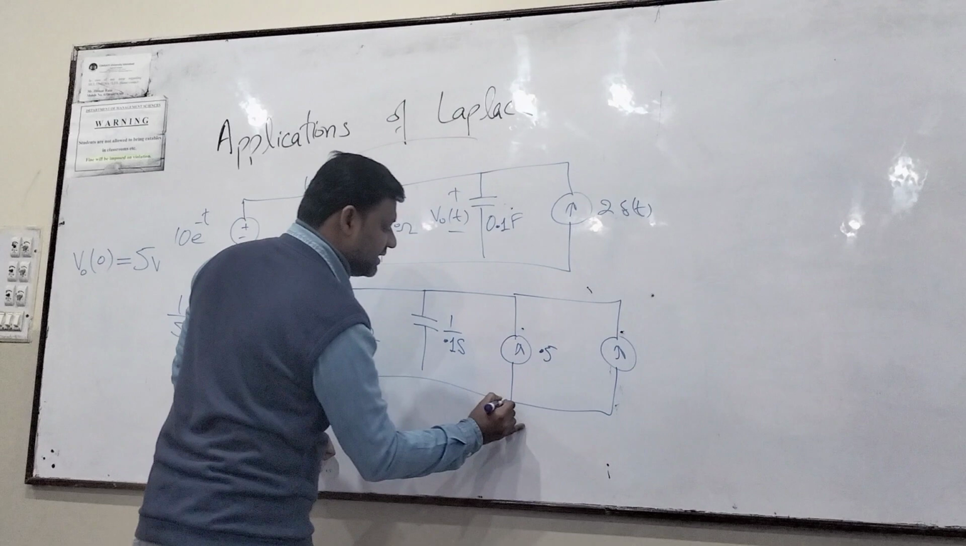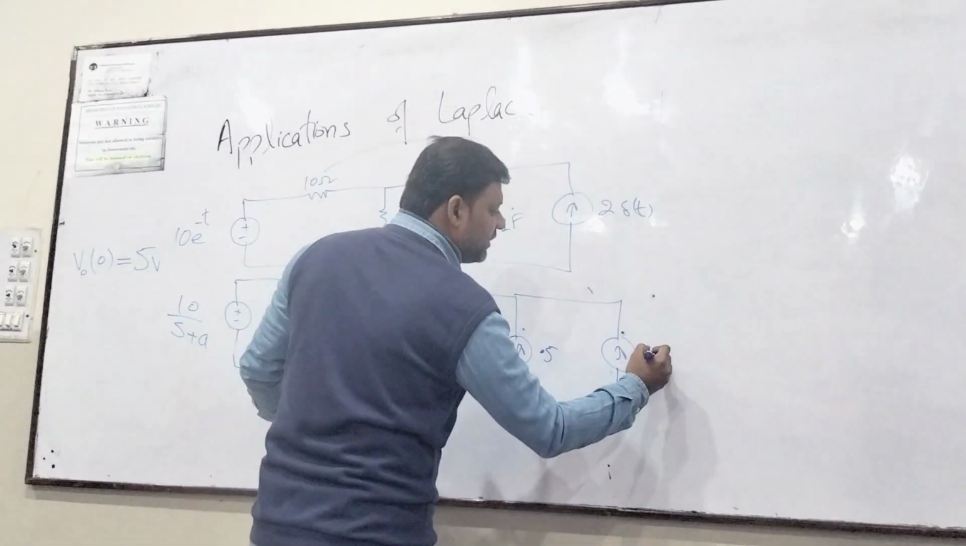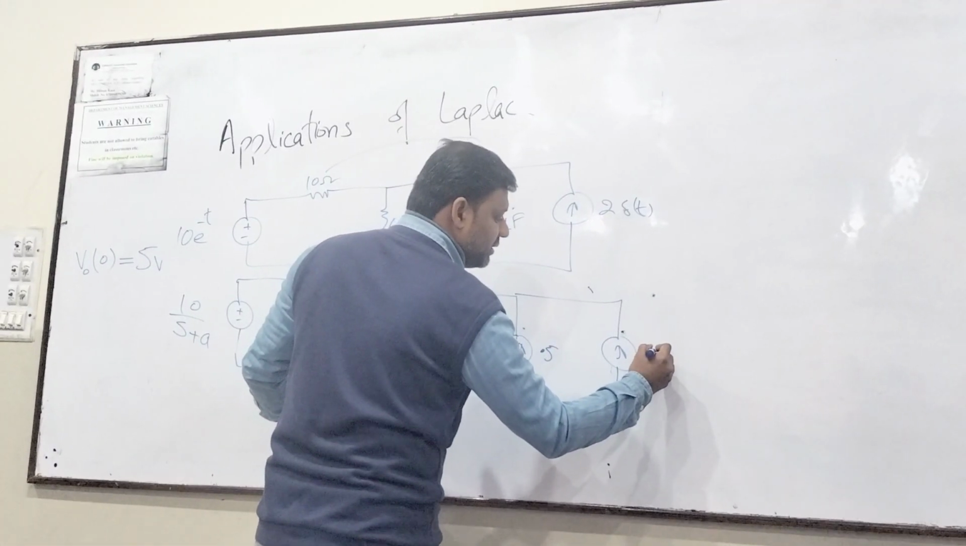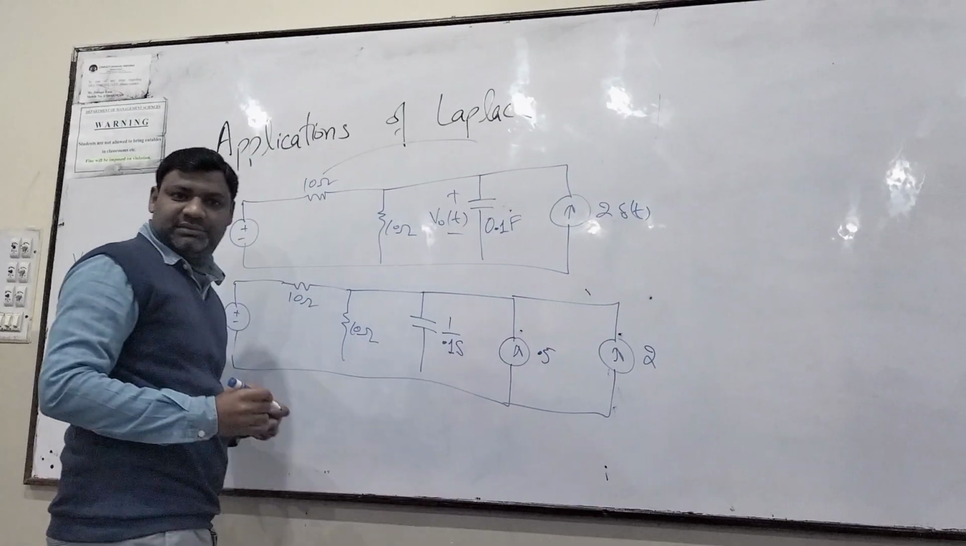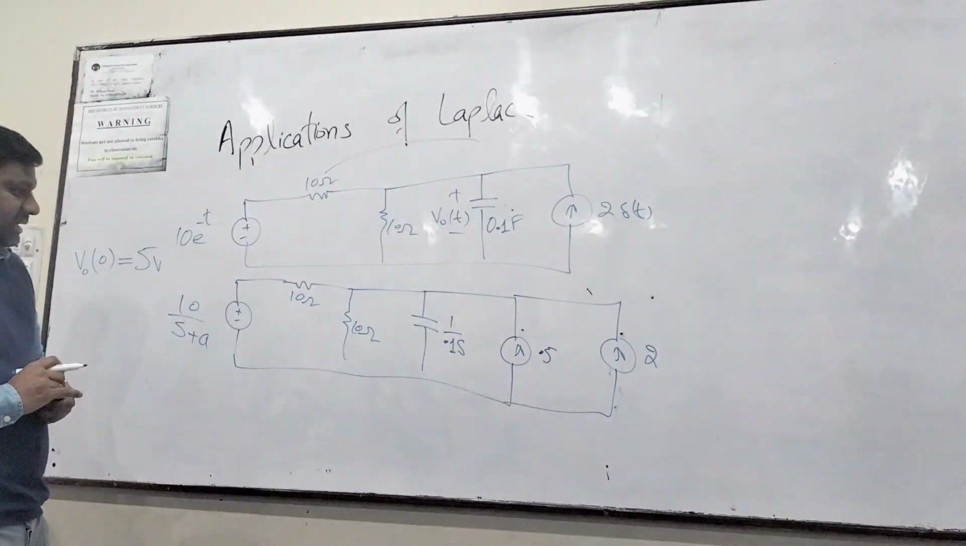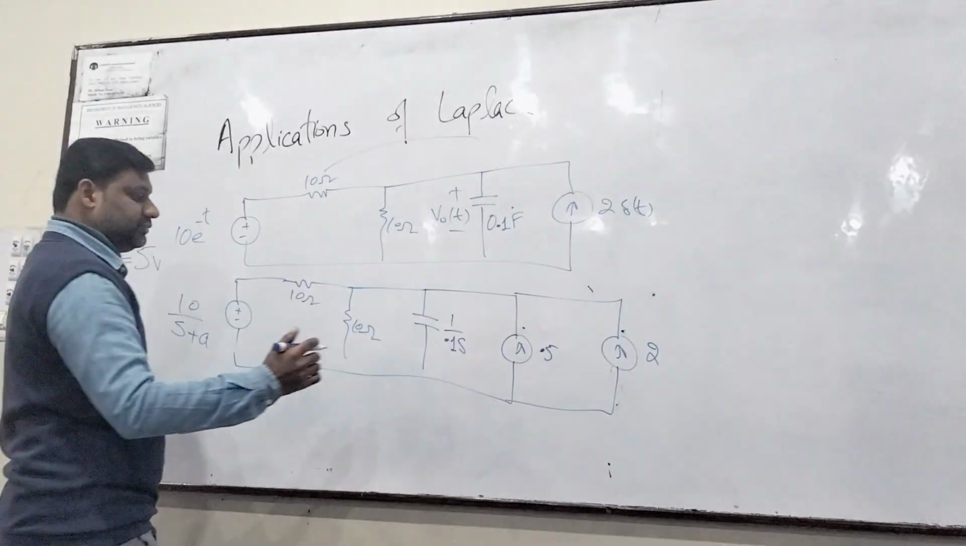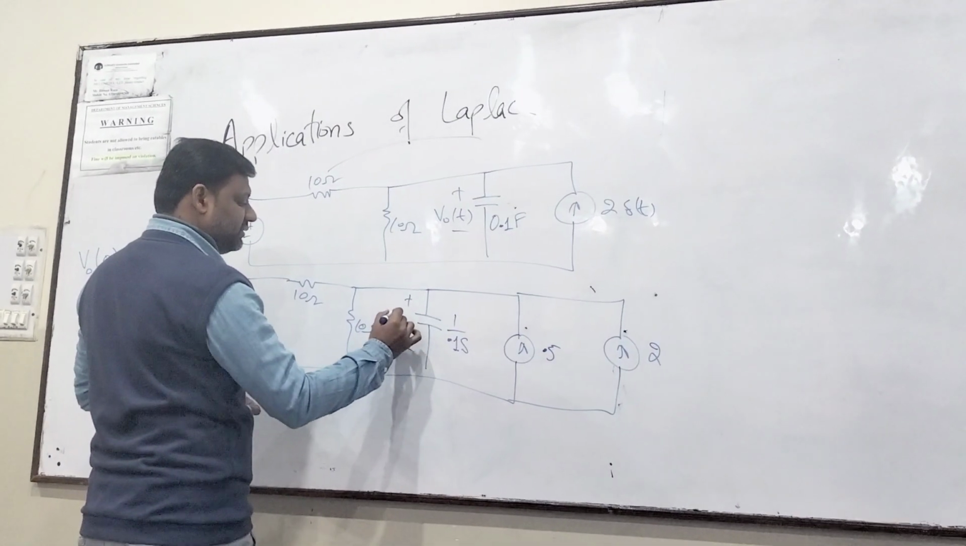This is again a current source, 2 times delta of t, 2 amperes. Now I have to find the voltage across.